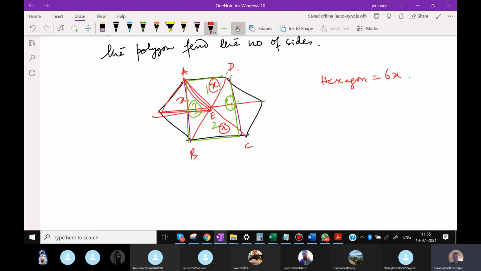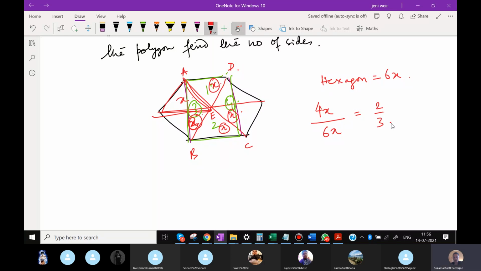So, if one side is x, the other side will be x. Similarly, DE is the median of ADC. So if triangle ADE is x, this is also x. That means the product of the side and the perpendicular distance between the opposite side is 4x. So that means the ratio of this to the area of the hexagon is 4x by 6x, which is 2 by 3.